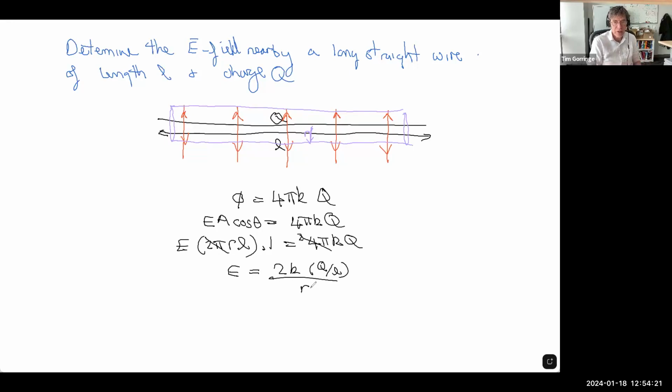Another interesting feature is that the field nearby the wire is not simply determined by the charge on the wire. What it's really determined by is the charge per unit length on the wire. If you pack more charge per centimeter, you'll get a stronger field. If you pack less charge per centimeter, you get a weaker field. And so that's the dependence on Q over L, not just on Q, but Q over L, the linear charge density. Anyway, I wanted to work through that example.